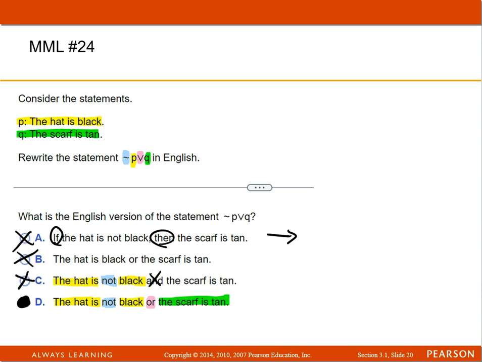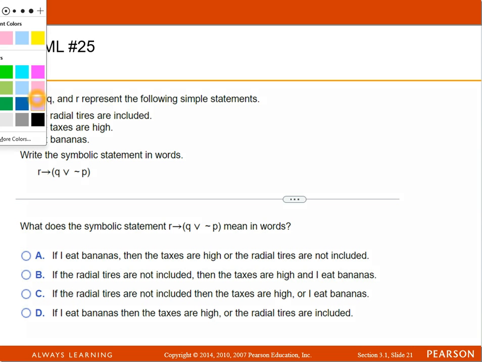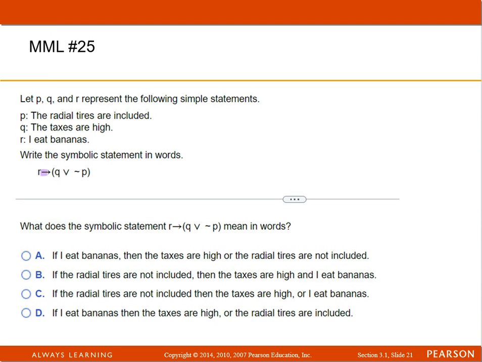Hope that made sense. Moving to the next one. Okay, this one's got 3 statements, P, Q, and R. And we want to write it in symbolic form. And the first thing that I notice is this arrow right here. And that is an if-then.